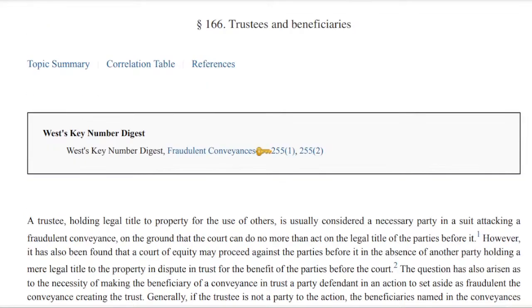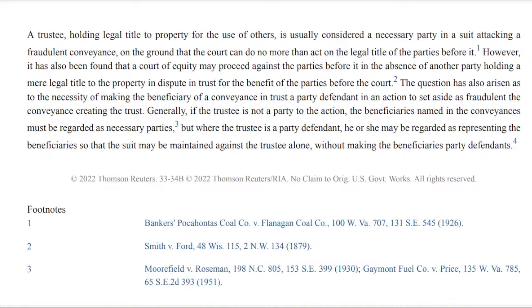Okay, so section 166, trustees and beneficiaries. A trustee holding legal title to property for the use of others is usually considered a necessary party in a suit attacking a fraudulent conveyance, on the ground that the court can do no more than act on the legal title of the parties before it. However, it has also been found that a court of equity may proceed against the parties before it in the absence of another party holding a mere legal title to the property in dispute in trust for the benefit of the parties before the court.